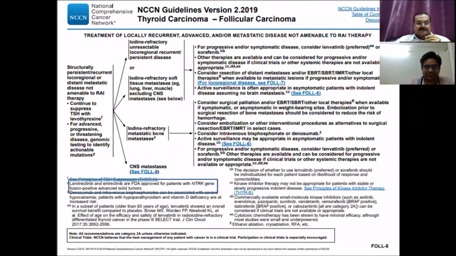Surgery is being recommended only if it is a radioiodine refractory tumor. And if they are not surgically resectable also, then lenvatinib and sorafenib are being recommended as drugs.